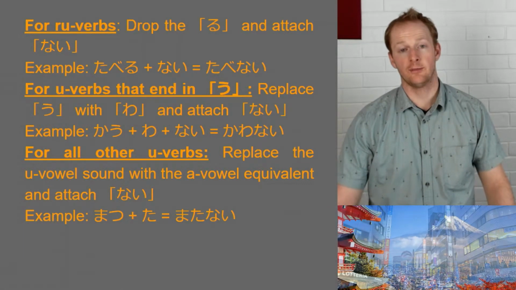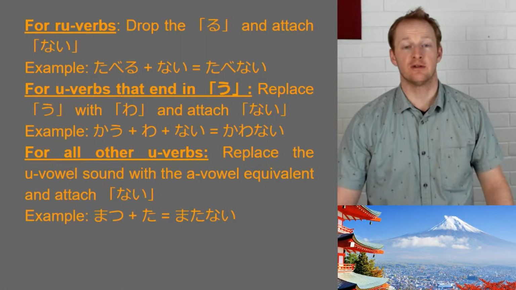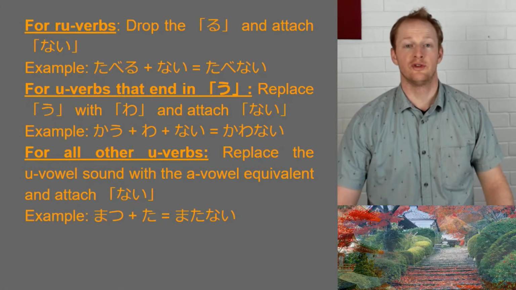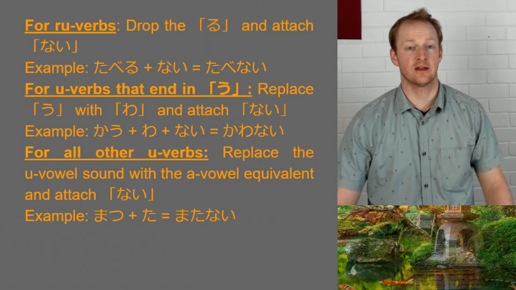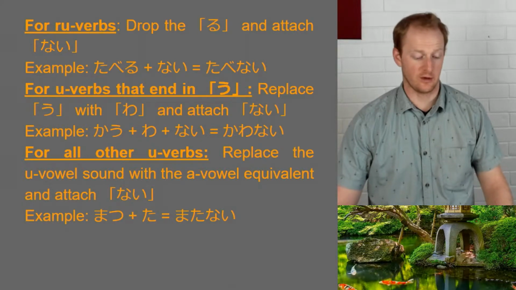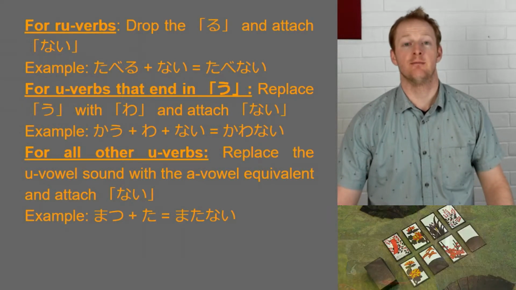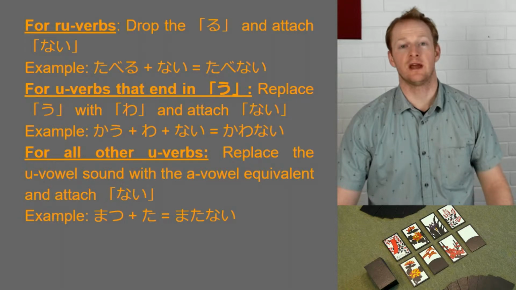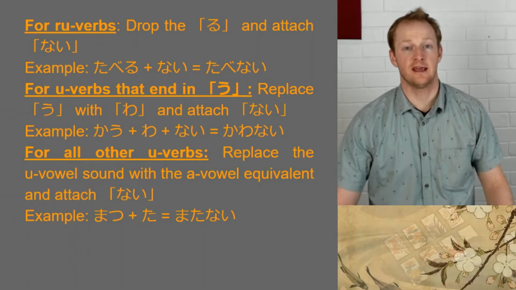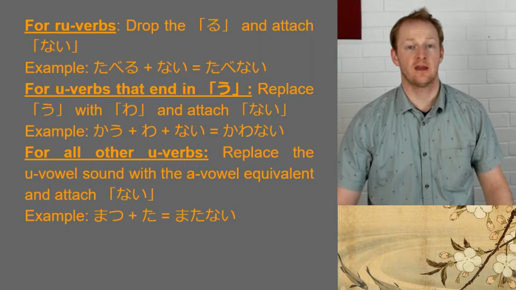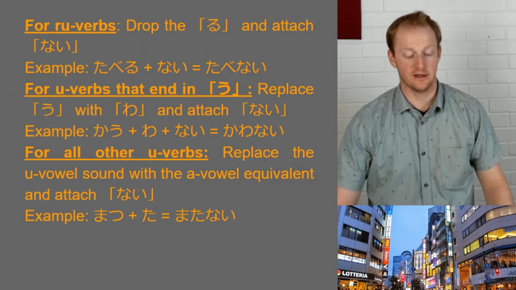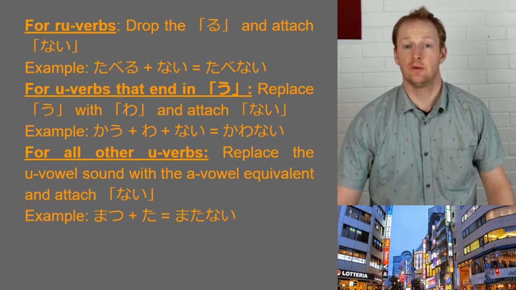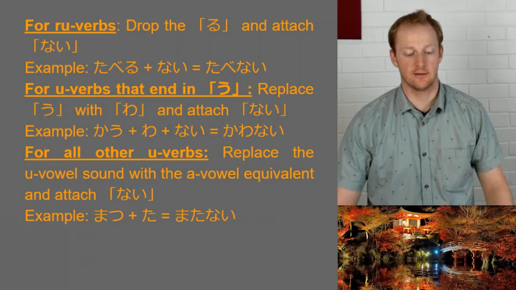Then for all other u verbs, what we have to do is imagine our hiragana chart, and whatever that u sound is at the end, we change it on the same row of the hiragana chart to the a vowel equivalent. So for example, if we take matsu, on that hiragana row, we have ta, chi, tsu, te, to. And the a vowel equivalent of that is the first one, ta. So we put ta in the place of tsu, and then we put nai. So matsu, to wait, matanai, to not wait or won't wait.